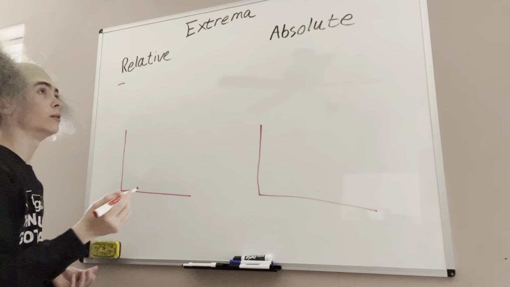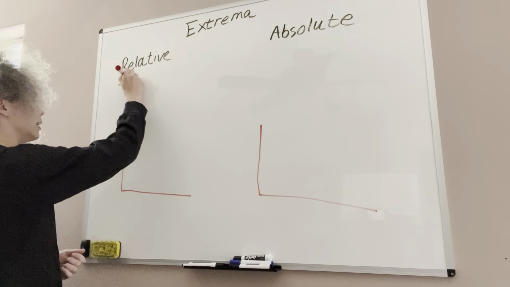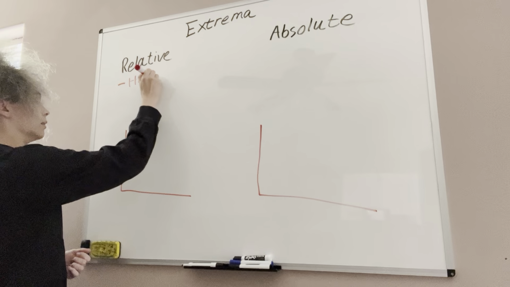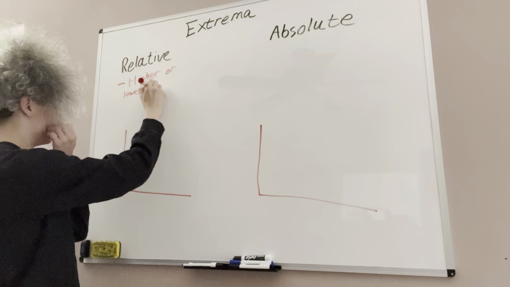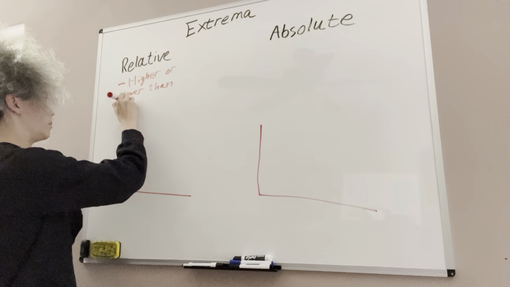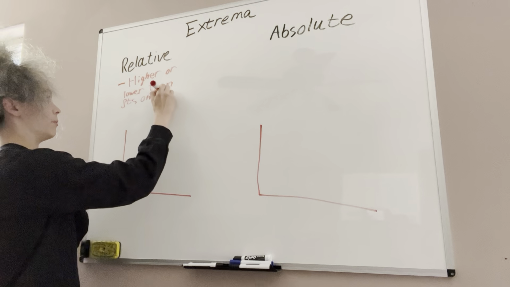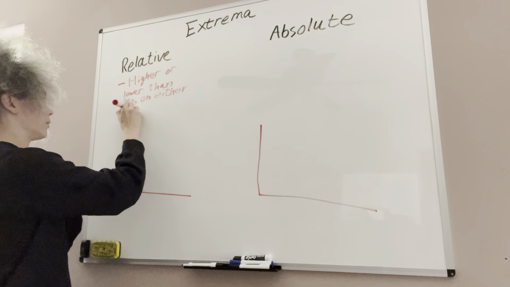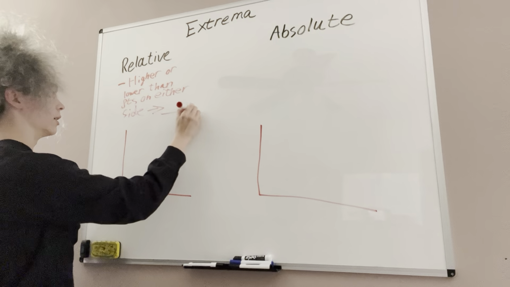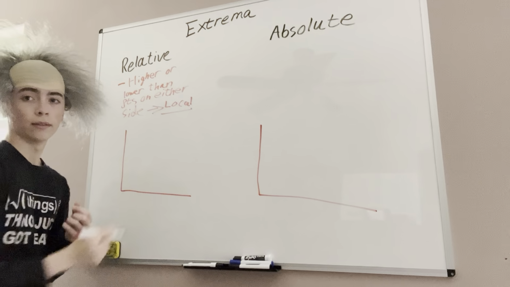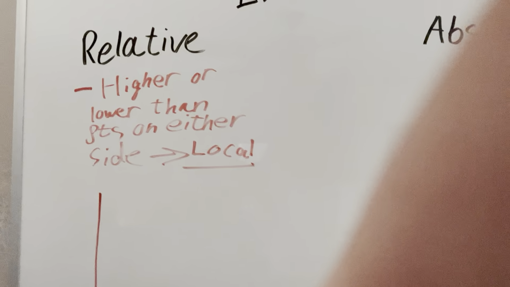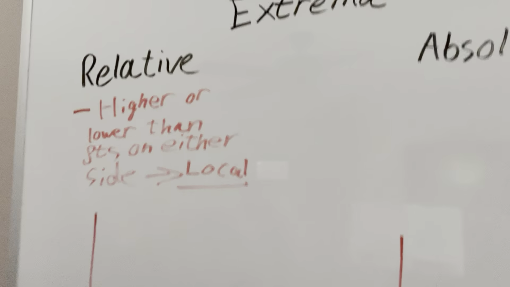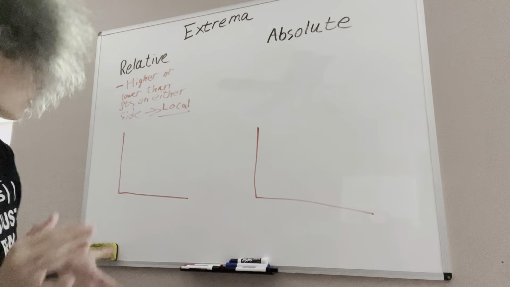Absolute and relative. So a relative extrema is going to be higher or lower than points on either side, right? I'm also going to highlight this word here, local. That'll be important in a second. Relative extrema: higher and lower than both points on either side. And they're local. It's kind of a more textbook definition.